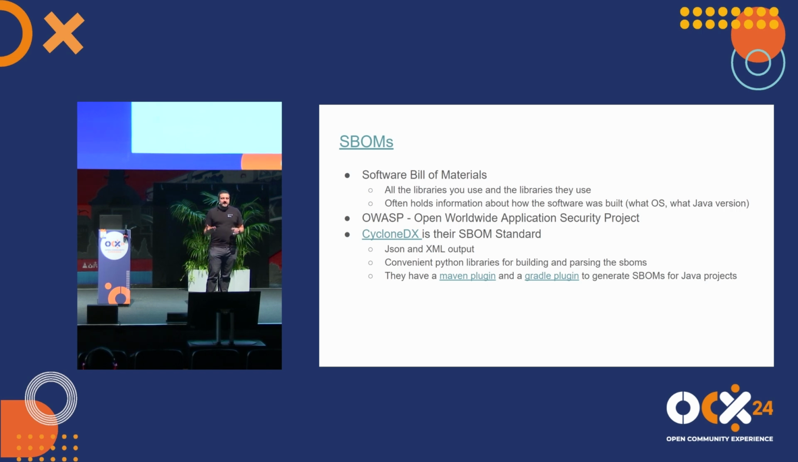The SBOM standard is the CycloneDX one. They have convenient Python libraries for building and parsing the SBOMs. SBOMs are machine readable, so usually the CycloneDX ones can be exported in JSON and XML. And they have a Maven plugin and a Gradle plugin to generate SBOMs for Java projects. I've tested the Maven one, it works really well. You just put the plugin in, and as a part of your Maven clean install or clean package, you also get your SBOM in the build directory. So it's quite easy and convenient to make an SBOM for a Java project. Just use a plugin.